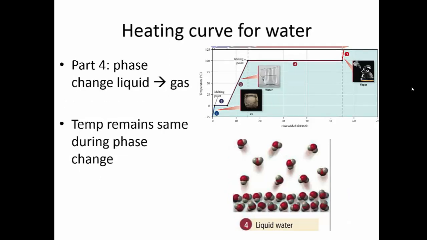Part 4, you're changing phase again from a liquid to a gas. So this is known as the boiling point. Temperature, again, remains the same during the phase change. So you're turning from liquid water at 100 degrees Celsius to gaseous water at 100 degrees Celsius.